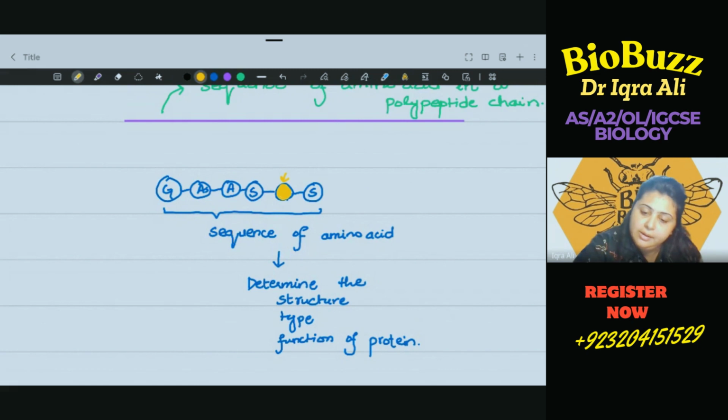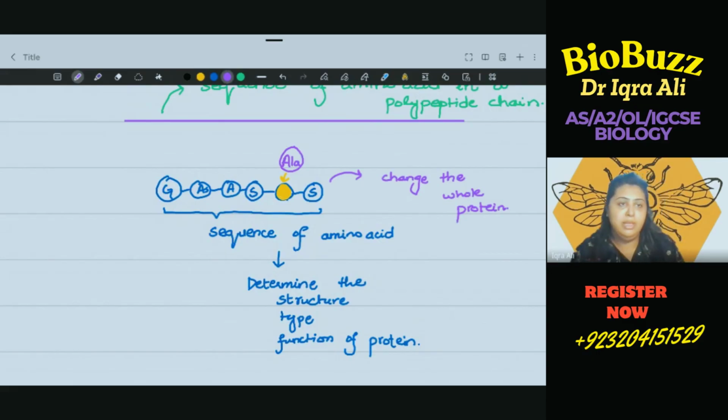any alanine over here. If I'm going to change only this sequence, one amino acid, what difference will it make? If we change just one amino acid, what difference will it make? It is going to change the whole protein. Even if one amino acid is changed, it is going to change the whole protein and its chemistry. So we need to be very particular about the sequence of amino acids.